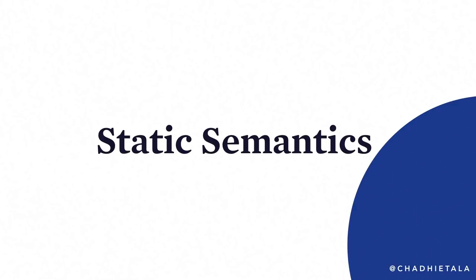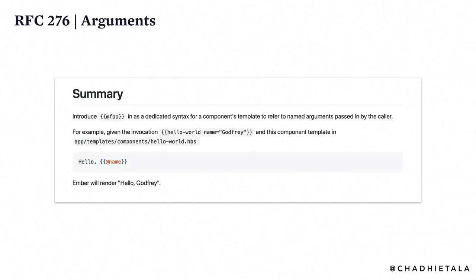So I'm going to go through a bunch of RFCs and give a backstory on why they exist. In the RFC, you'll see a motivation section, but not everybody has all the time to read all these RFCs. So I can give a little bit of a backstory about why we are changing things in the templating language. The first RFC I'm going to talk about is RFC 276. This is quite old. We're in RFC 400-something now.